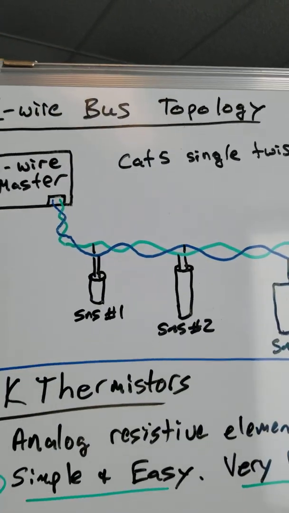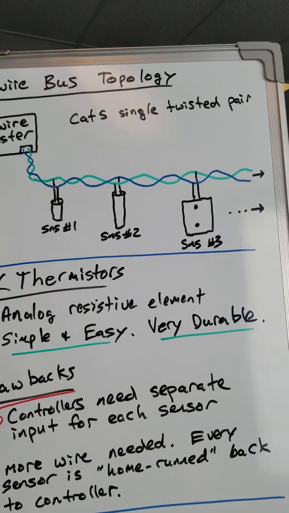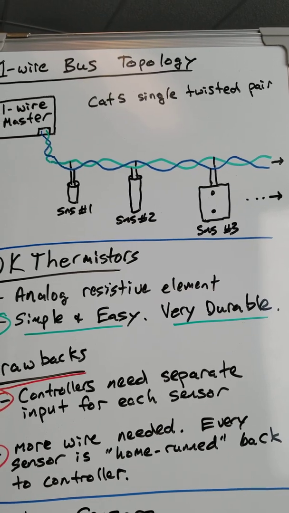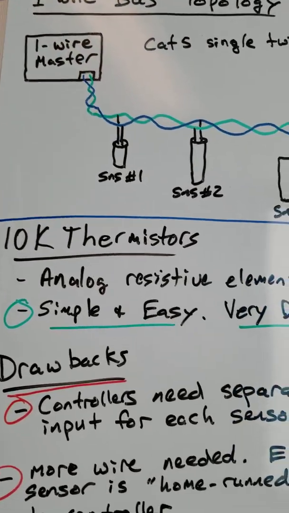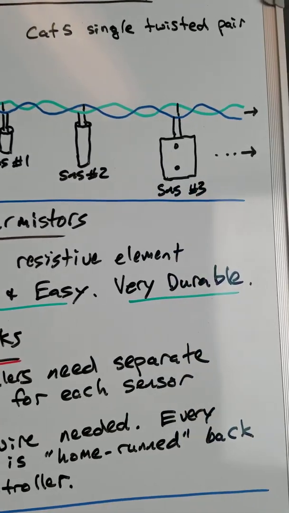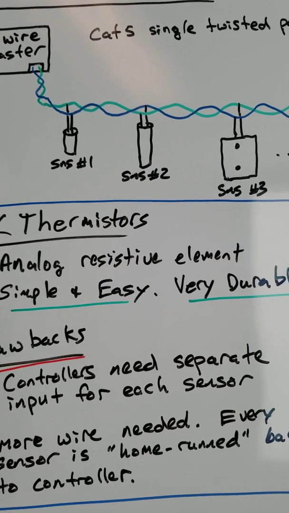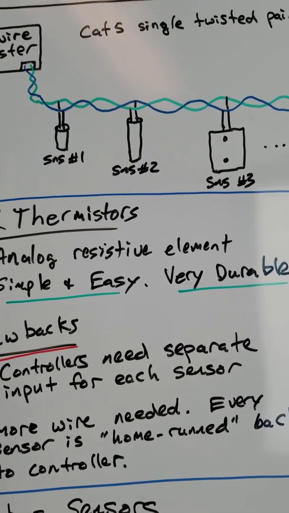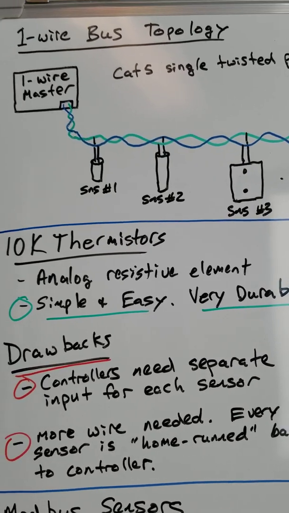One-wire bus might look like this. You've got a one-wire master. The physical medium for the bus is typically something like a Cat 5 or a single twisted pair in a Cat 5 cable. And so you've got your twisted pair come out of the master, and then your sensors drop off of it. So it's a bus topology, and your sensors are wired in parallel on this bus. And there's all different sorts of one-wire sensors that you can buy, but we're specifically talking about one-wire temperature sensors today.